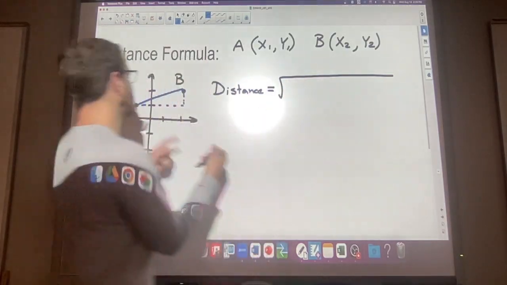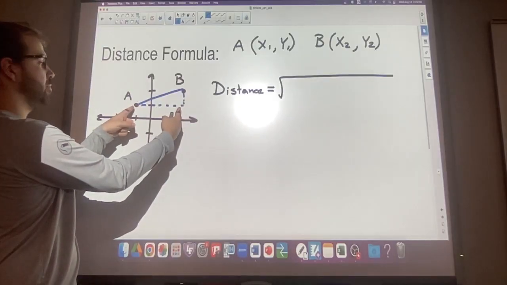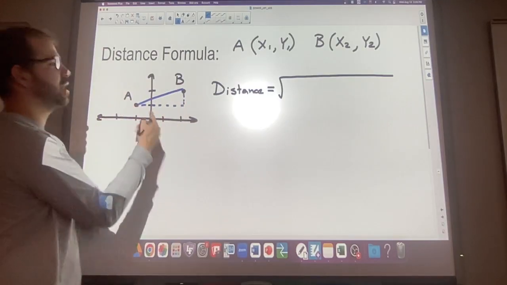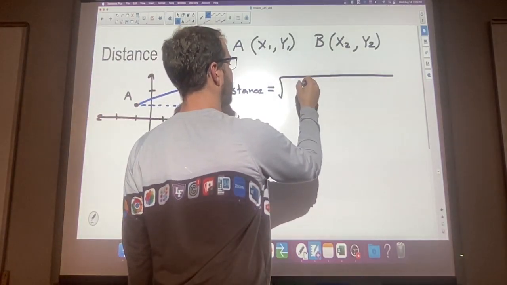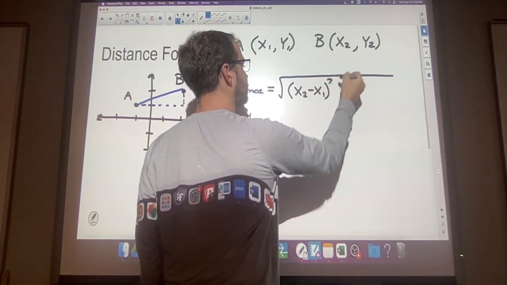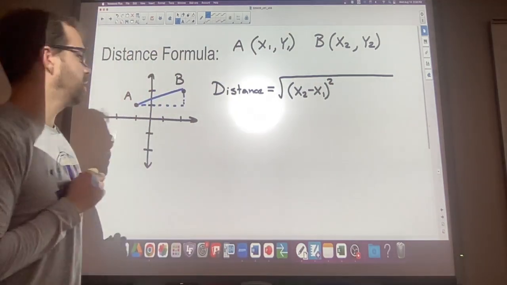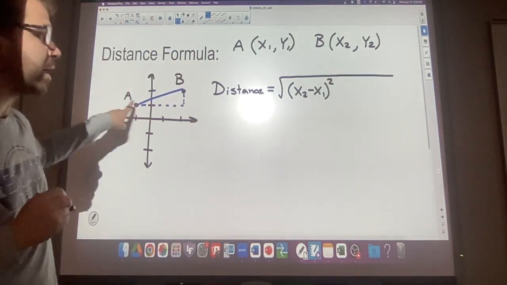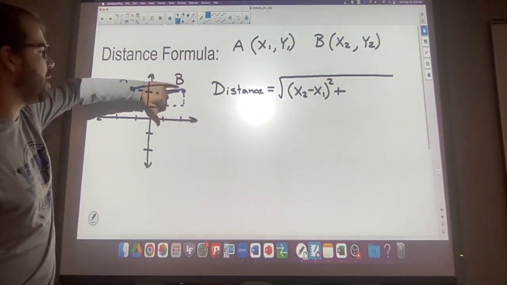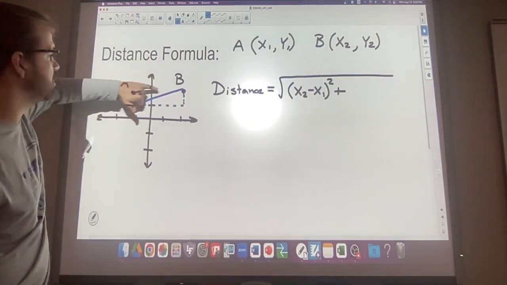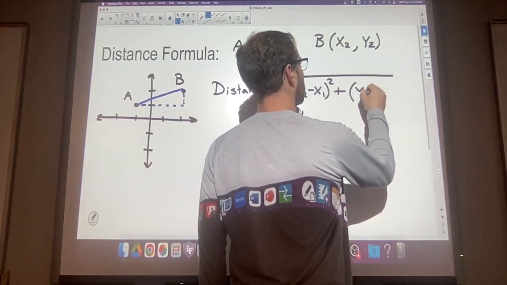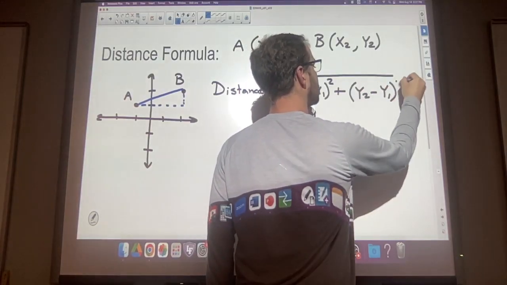If I subtract these two, I'll get this distance right here, which we normally would call a, for our a squared plus b squared equals c squared. So let's subtract them. In parentheses, x2 minus x1, squared, because that is our length here. That's our a squared. Then over here, we subtract our y values: the y value of b from the y value of a, and square that as well. So y2 minus y1, squared.